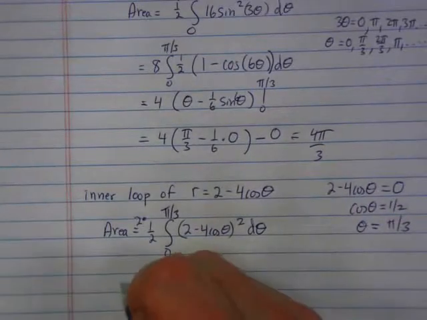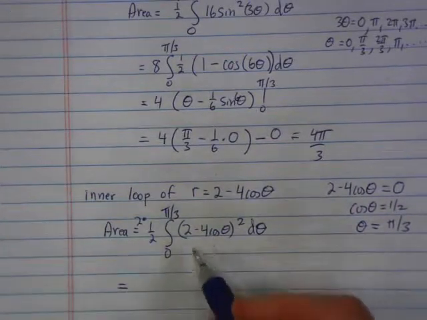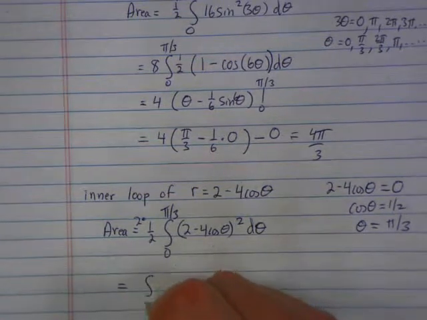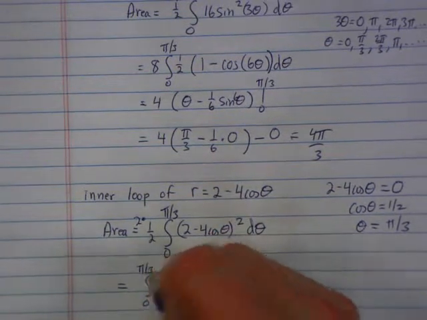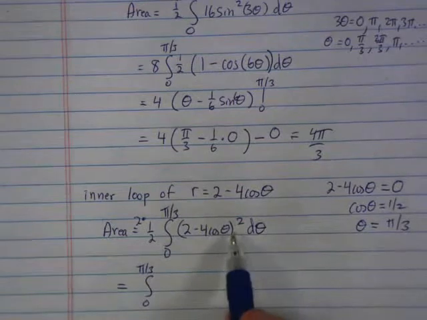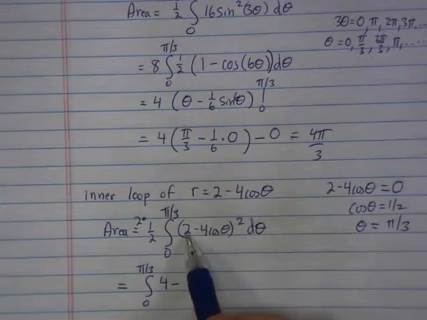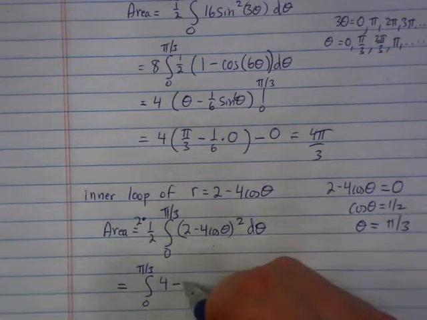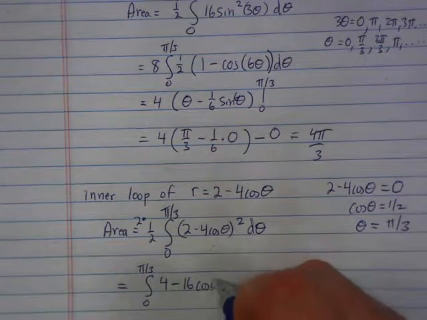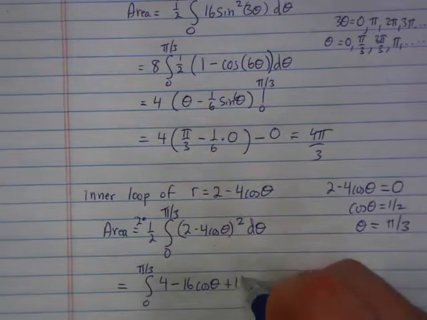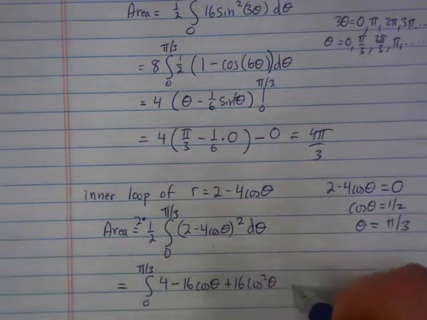All right, so that means 2 times a half is 1. I have the integral from 0 to pi over 3. I'm going to take this and do a little expansion here. That's going to be 4 minus 4 times 2 is 8, 8 doubled is 16 cosine theta plus 16 cosine squared theta d theta.